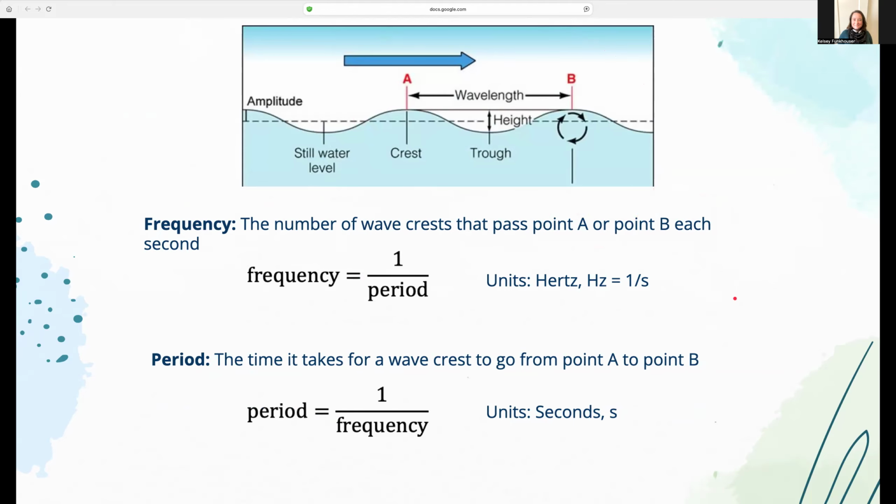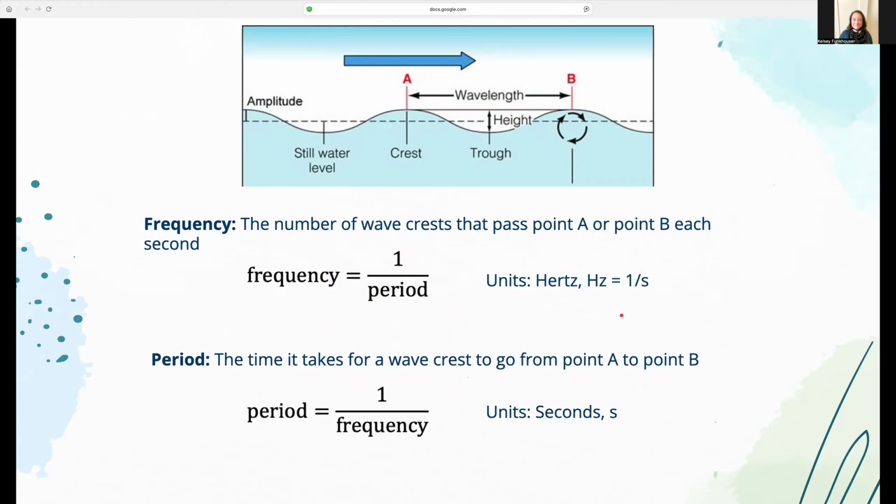An additional thing about the frequency, which makes it a little bit easier to determine, is that it's potentially easier to find the period depending on what information you have. And then you can use the period to find the frequency. So this is how they relate. The frequency is just one divided by the period, or the period is one divided by the frequency. And period is in seconds, it's time. And then frequency is in one divided by seconds, which is called hertz.